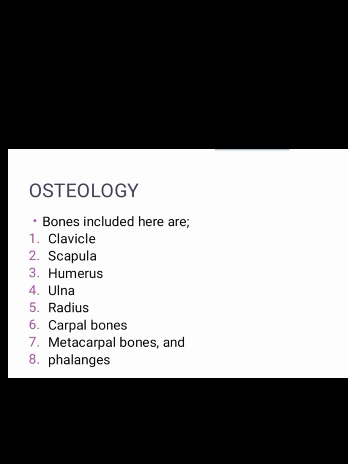Among them, there is one clavicle on each side, one scapula on each side, one humerus on each side, one ulna on each side, one radius on each side, while 8 carpal bones on each side, 5 metacarpal bones on each side, and 14 phalanges on each side. I hope the bones of the upper limb are clear to you. Now let's move to study each bone separately.